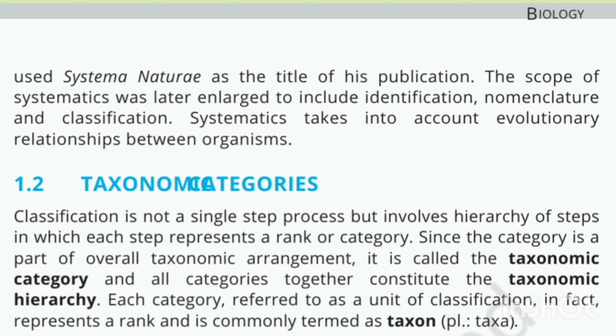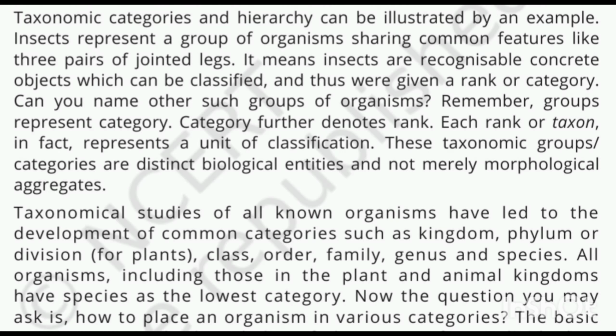1.2 Taxonomic categories. Classification is not a single-step process, but involves a hierarchy of steps in which each step represents a rank or category. Since the category is a part of the overall taxonomic arrangement, it is called the taxonomic category, and all categories together constitute the taxonomic hierarchy. Each category, referred to as a unit of classification, in fact represents a rank and is commonly termed a taxon, plural taxa. Taxonomic categories and hierarchy can be illustrated by an example.